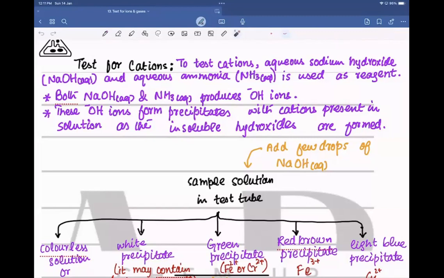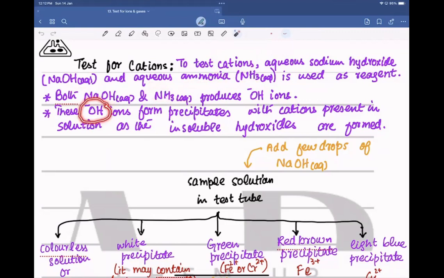Okay, so today we are going to start with the test for cations and anions. When we have to test the cations, we actually use either aqueous sodium hydroxide or aqueous ammonia. These two substances can be used as a reagent when we have to identify which cation is present in the solution. Both of them produce hydroxide ions.